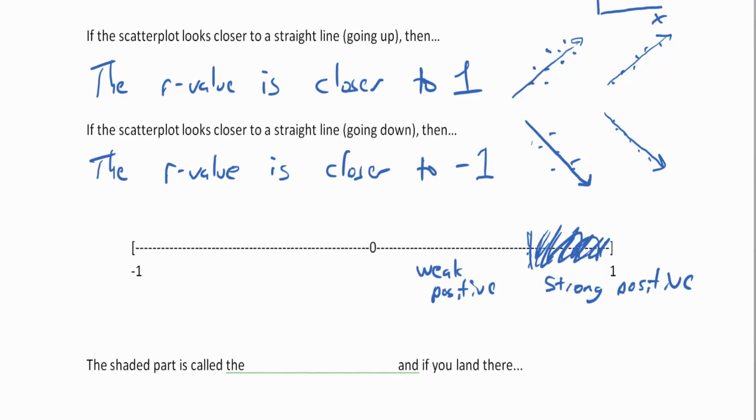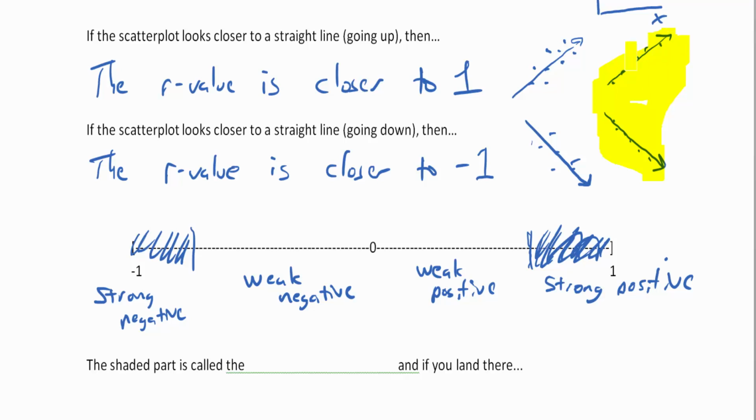And we're going to be figuring out what the shaded zone actually is as we do problems in the next section. Now, of course, there's a symmetrically balanced shaded zone on the left-hand side to tell the difference between the strong negative from the weak negative. So your R value can be between -1 and 1. If it's really close to -1 or 1, it's considered a strong correlation, just like these pictures here. These are strong correlations because the dots follow a straight line.